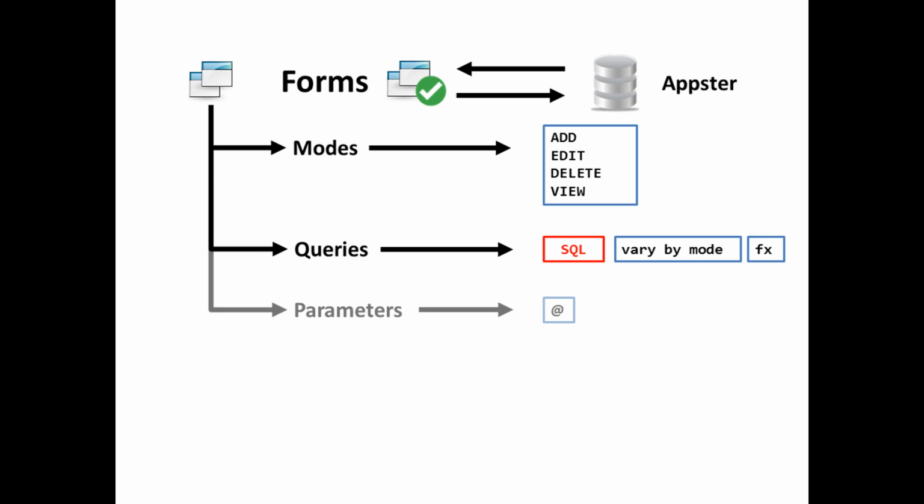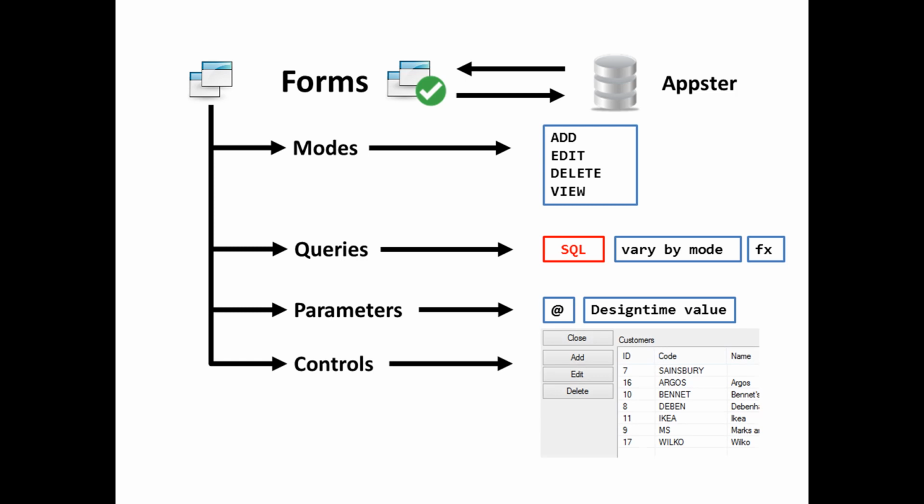Also, forms can be parameterized. When a form is called, it is opened for a specific mode and parameter values can be passed to it. Parameters have design time values, as they can be referenced within expressions. In this way, expressions can be evaluated at design time for testing purposes. Forms, obviously, contain controls, which have properties much like SSRS. Some of the properties of controls can be defined as expressions.